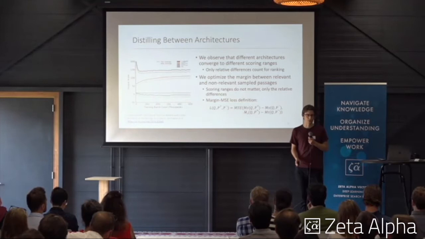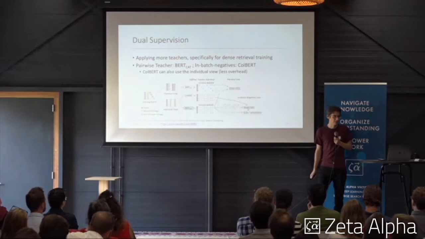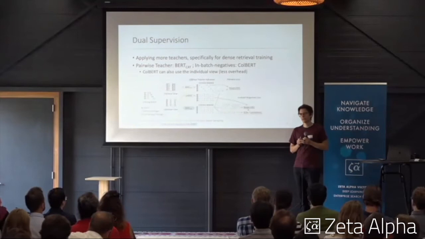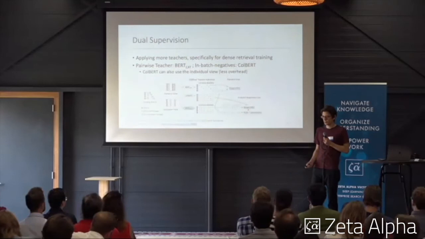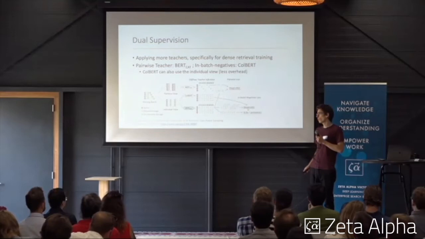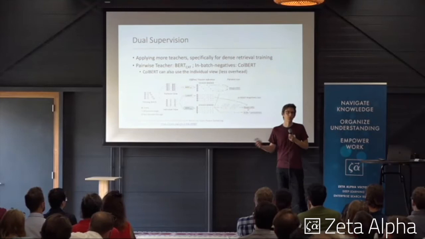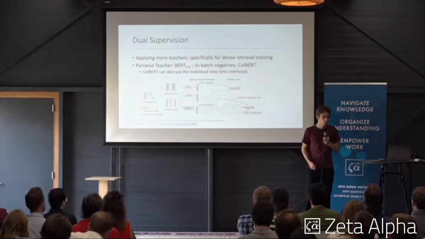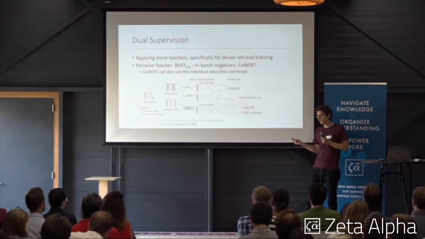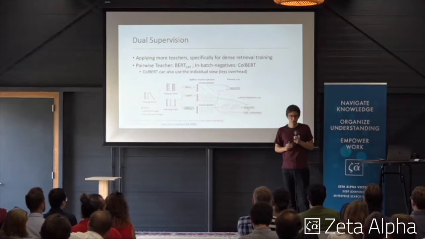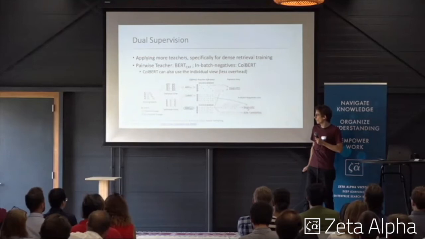Using this margin optimization, we add an efficient dual supervision approach that uses two different teacher models, each for the best possible use of its capabilities. So for the pairwise view of our batch, we use a concatenated BERT re-ranker because there we get the best results, but it's quite expensive to run. For the individual view and our in-batch negatives, we use a Colbert teacher because here we can also use the individual view and reuse encoded passages. And together, we tie it all together with our margin MSE loss.